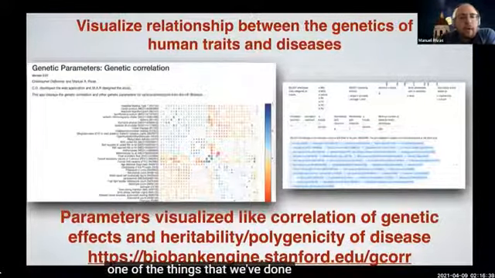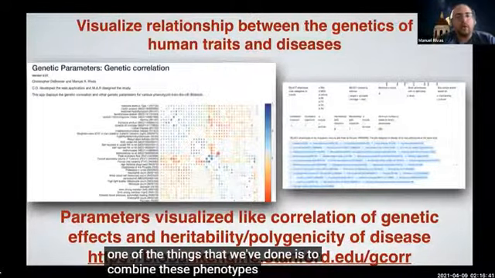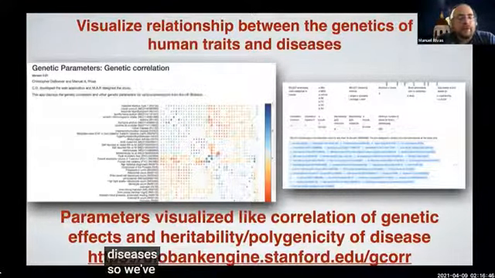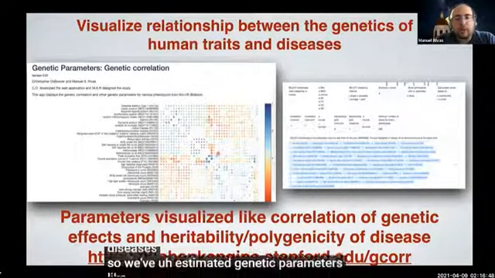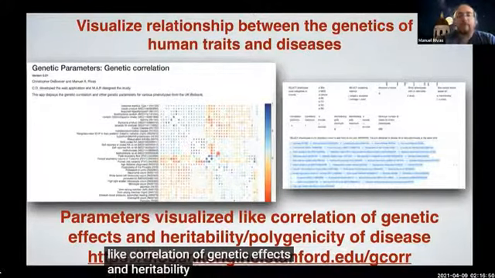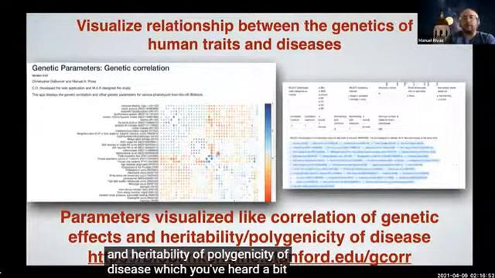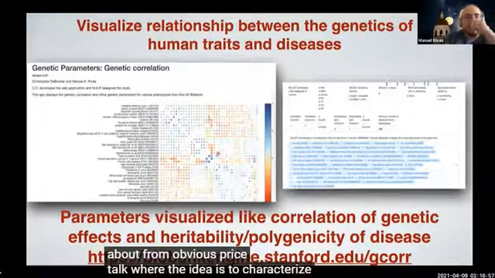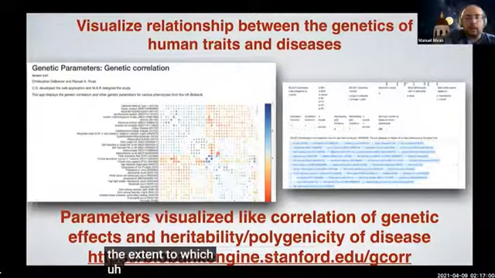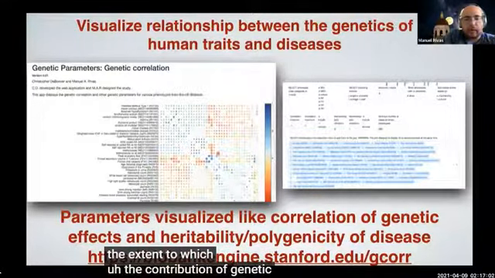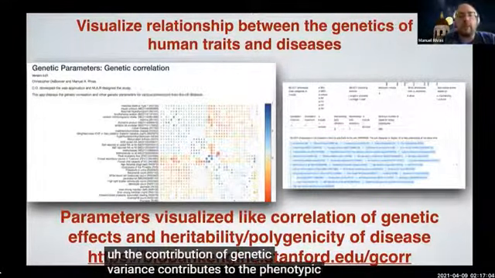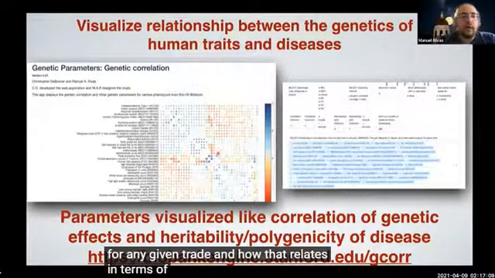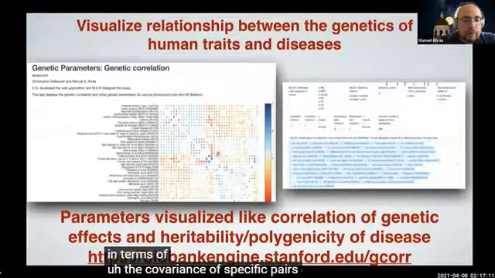One of the things that we've done is to combine these phenotypes in order to visualize the relationship between the genetics of human traits and diseases. So we've estimated genetic parameters like correlation of genetic effects and heritability or polygenicity of disease, which you've heard a bit more about from Alkes Price's talk, where the idea is to characterize the extent to which the contribution of genetic variants contributes to the phenotypic variance for any given trait and how that relates in terms of the covariance of specific pairs of traits as well.